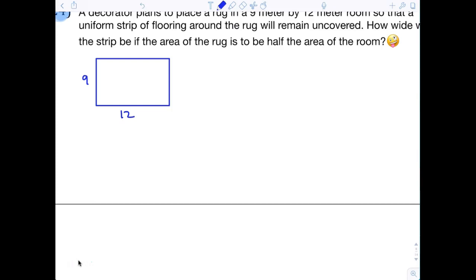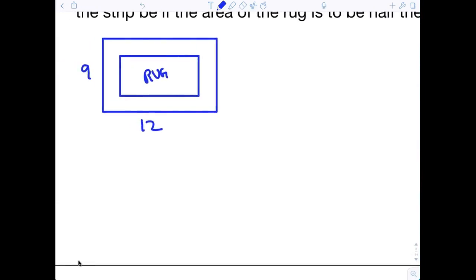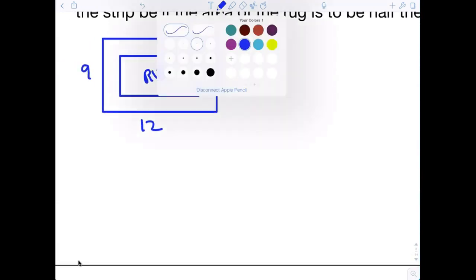Now, generally, would this be where your carpet would go right here? No, because it's not centered properly. What they mean by that is that it has a uniform width, so it's equal on all sides. So this is your rug right here. My question to you is, how far away from the wall are we right here?